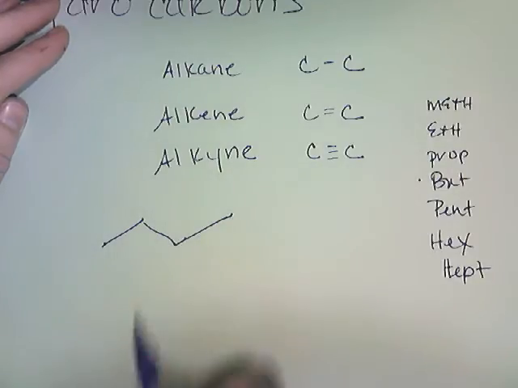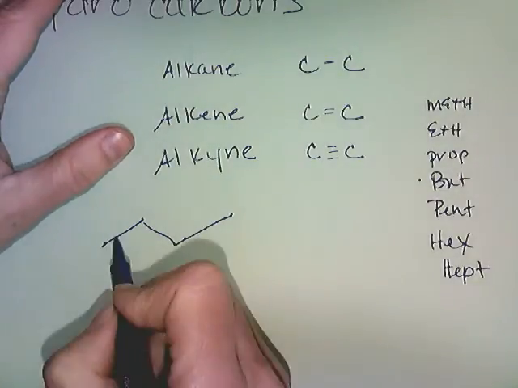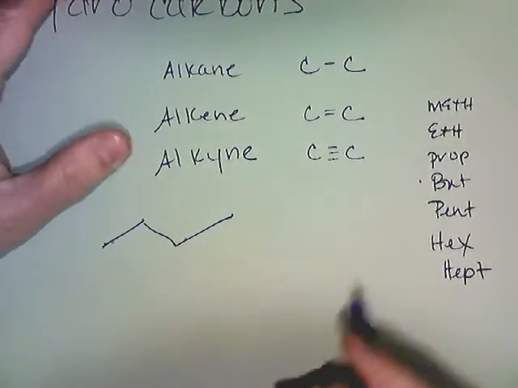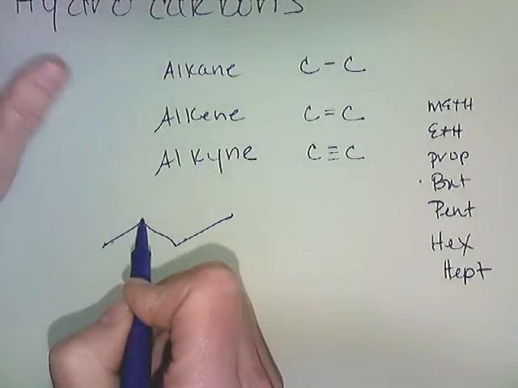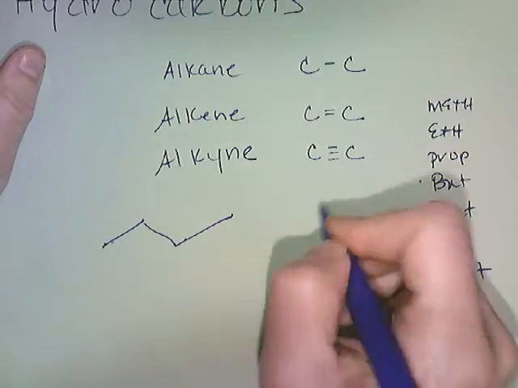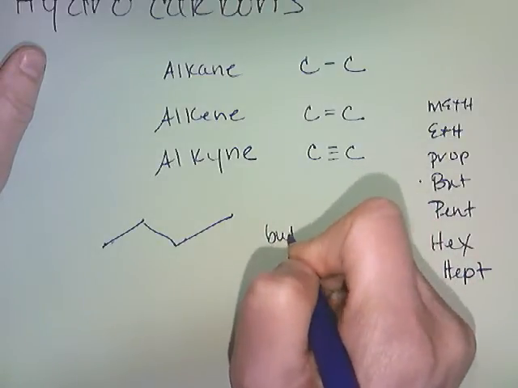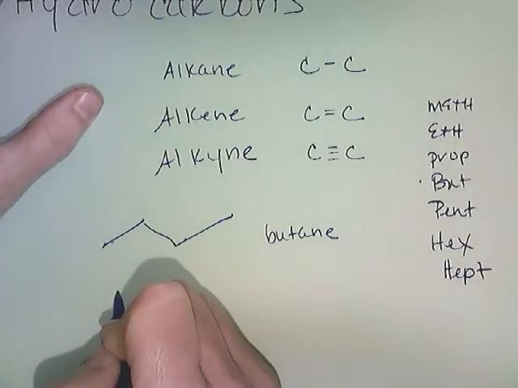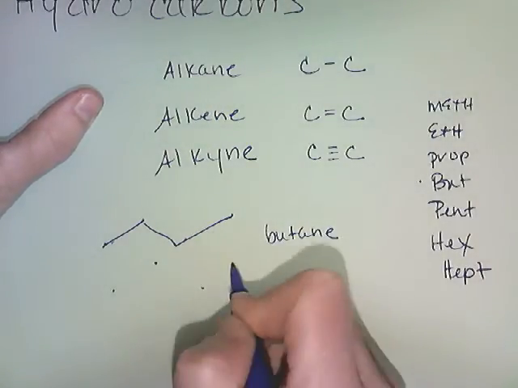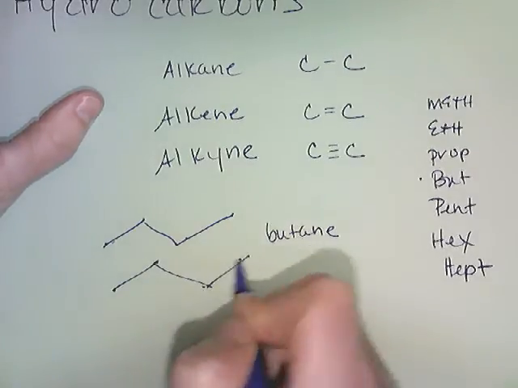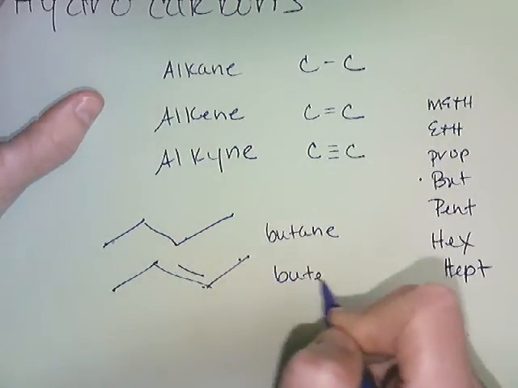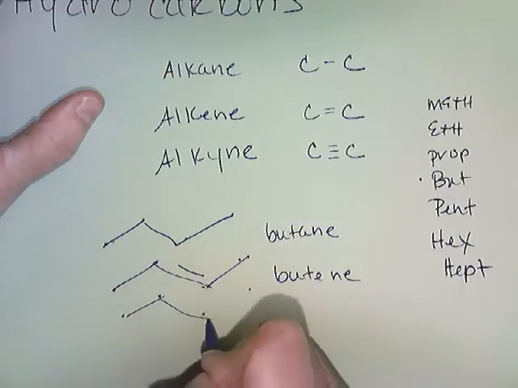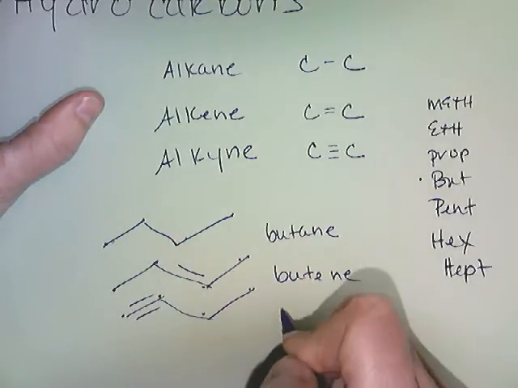carbons. And if there are only single bonds between the carbons, we assume hydrogens are hanging off. 3 hydrogens here, 2 here, 2 here, 3 here, and we would name this butane. If, however, we had 4 carbons but we noticed there were double bonds, we'd call it butene. And if there was any triple bonding, we would call it butyne.